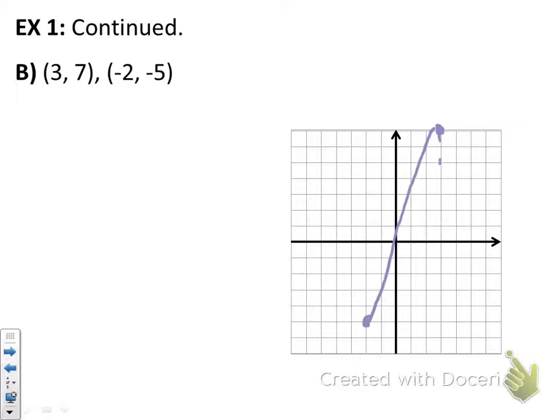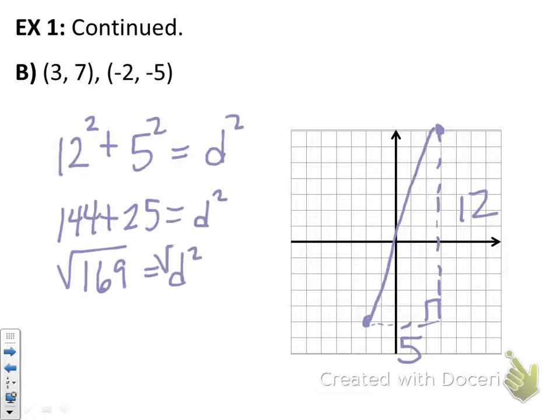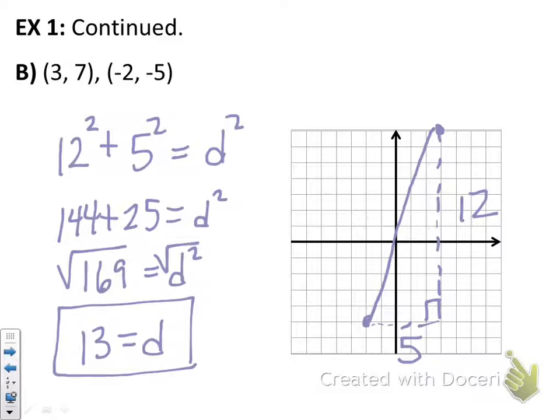We graph the 2 points, and I'm going to show you that you could just use the Pythagorean theorem here. So the vertical distance of this right triangle is 12, the horizontal is 5. You could use the distance formula here, but we're going to do the Pythagorean theorem. 12 squared is 144, 5 squared is 25, so you get the distance squared equals 169. Take the square root of both sides and you get exactly 13, so the distance between these 2 points is 13.